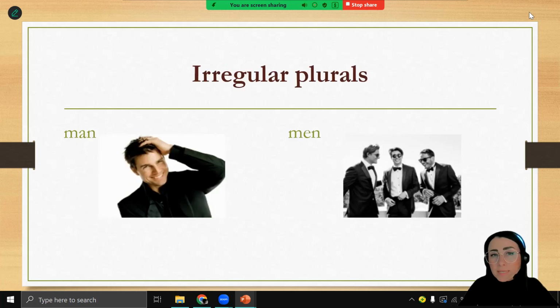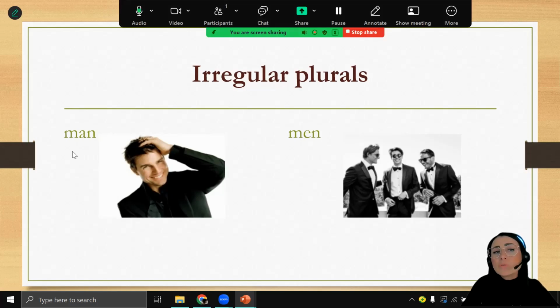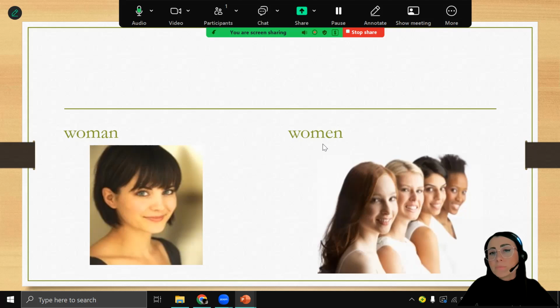There are some words in English which are irregular plurals. It means that we don't put the ending S or VES or IES, but we change the whole word. For example, one man is written with A. It is a wide sound A. Many men, or three men, two men will be written with an E sound. So mark the difference. Man, men. One man, many men. Woman, women.